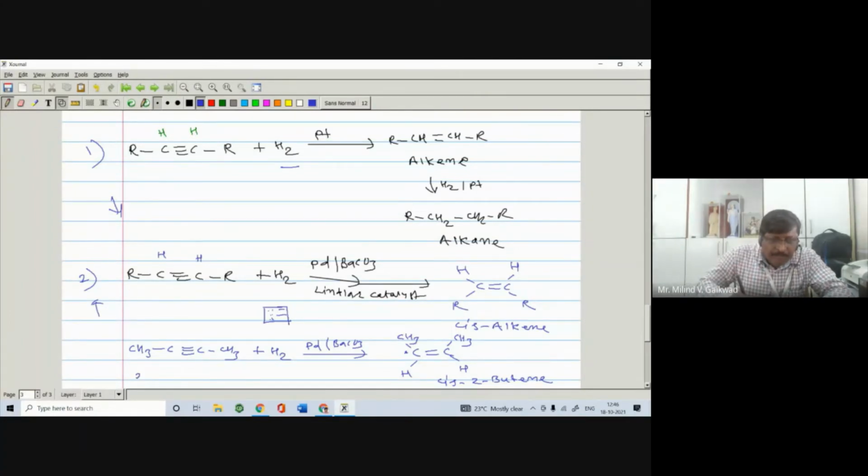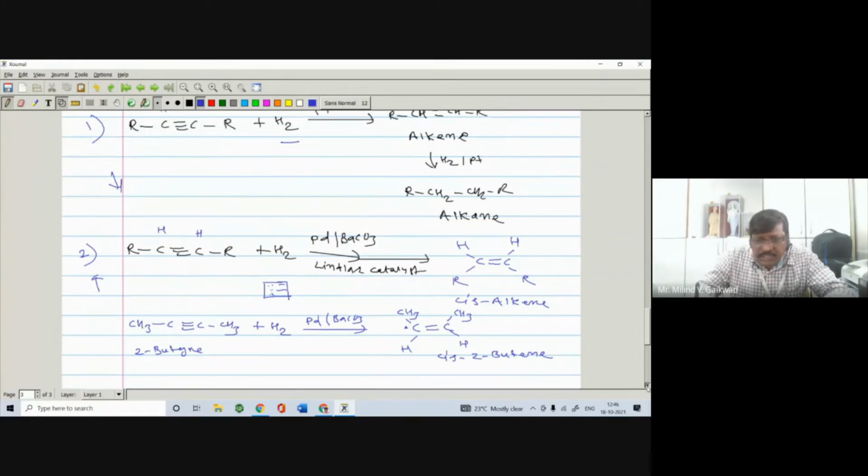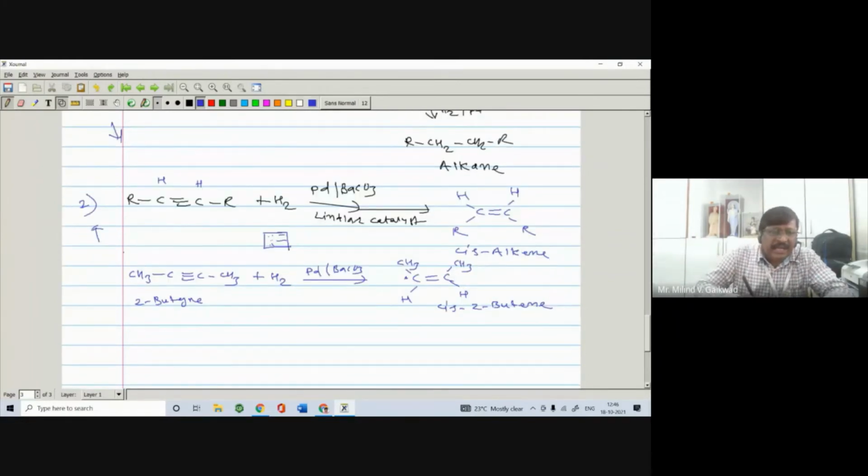So this 2-butyne, when it reacts with hydrogen, the hydrogen will add from the same side of the carbon-carbon triple bond plane, and you will get cis-2-butene. So it is a Lindlar catalyst.